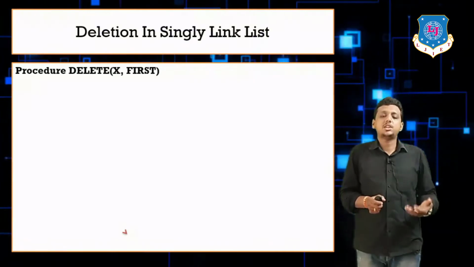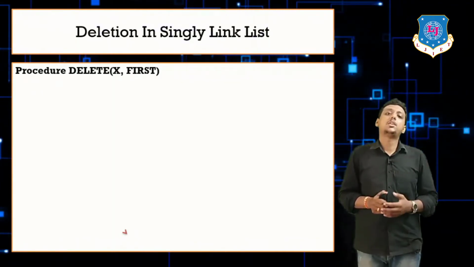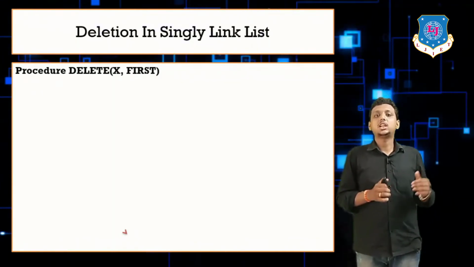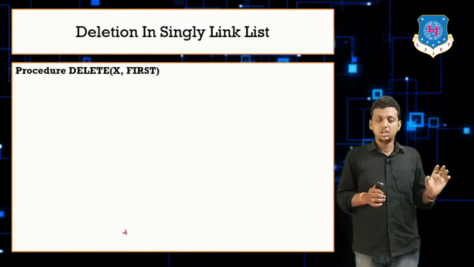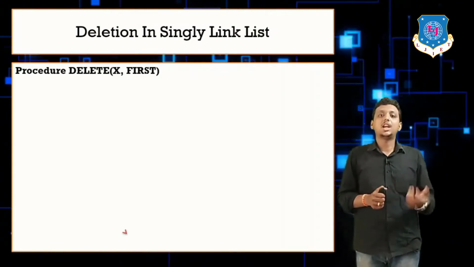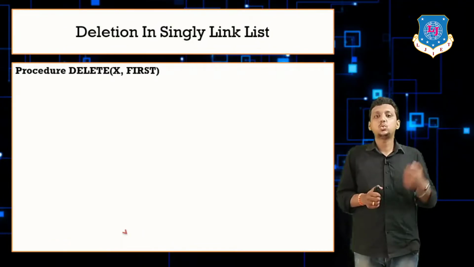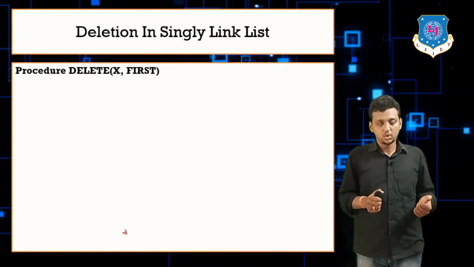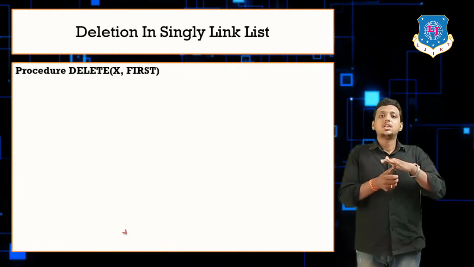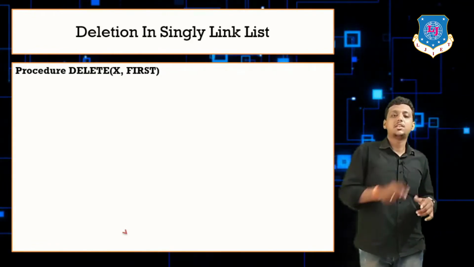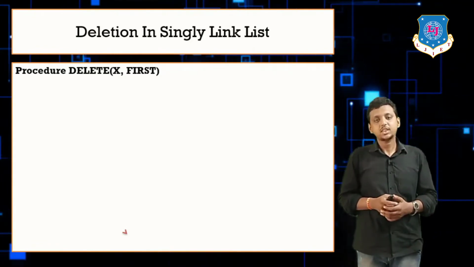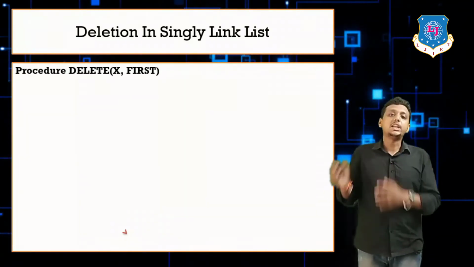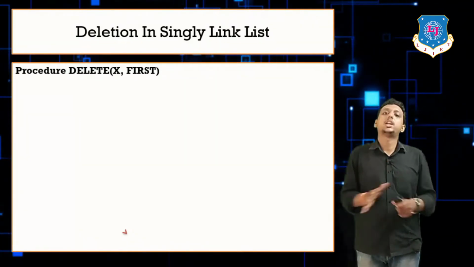If first is 1000, then your computer will understand that I need to check a linked list which is starting from 1000. If first is 50, then your computer will check that I want to delete something from the list starting from 50. So it will go towards 50 and then start traversing the linked list. Here in deletion, students, we are not going to return anything.